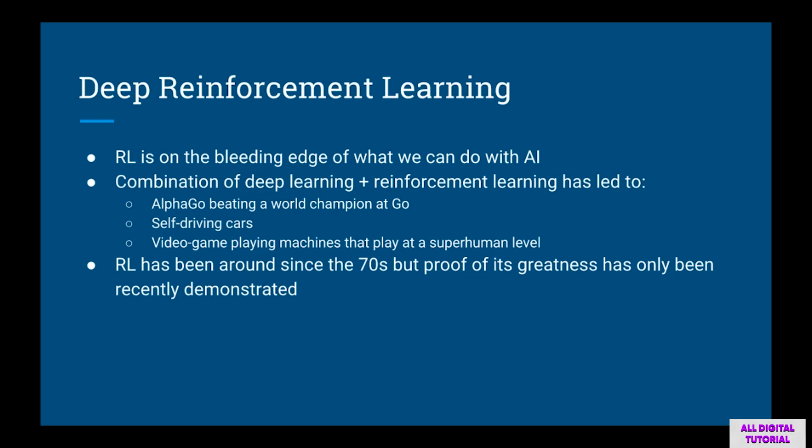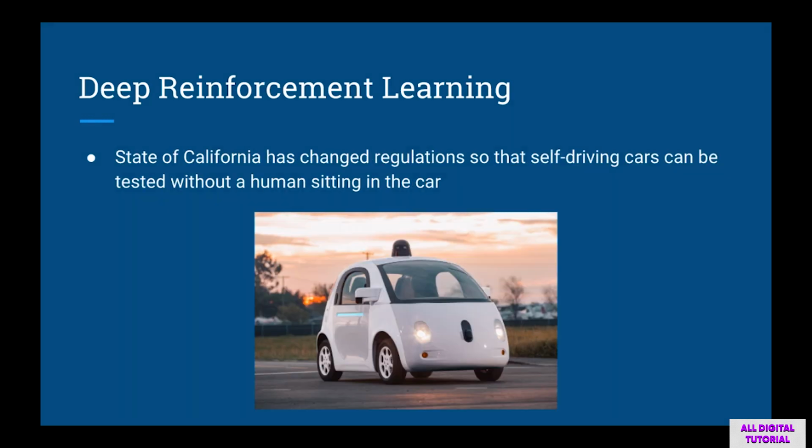If you've taken my first reinforcement learning class, then you know that reinforcement learning is on the bleeding edge of what we can do with AI. Specifically, the combination of deep learning with reinforcement learning has led to AlphaGo beating a world champion in the strategy game Go. It has led to self-driving cars, and it has led to machines that can play video games at a superhuman level. Reinforcement learning has been around since the 70s, but none of this has been possible until now.